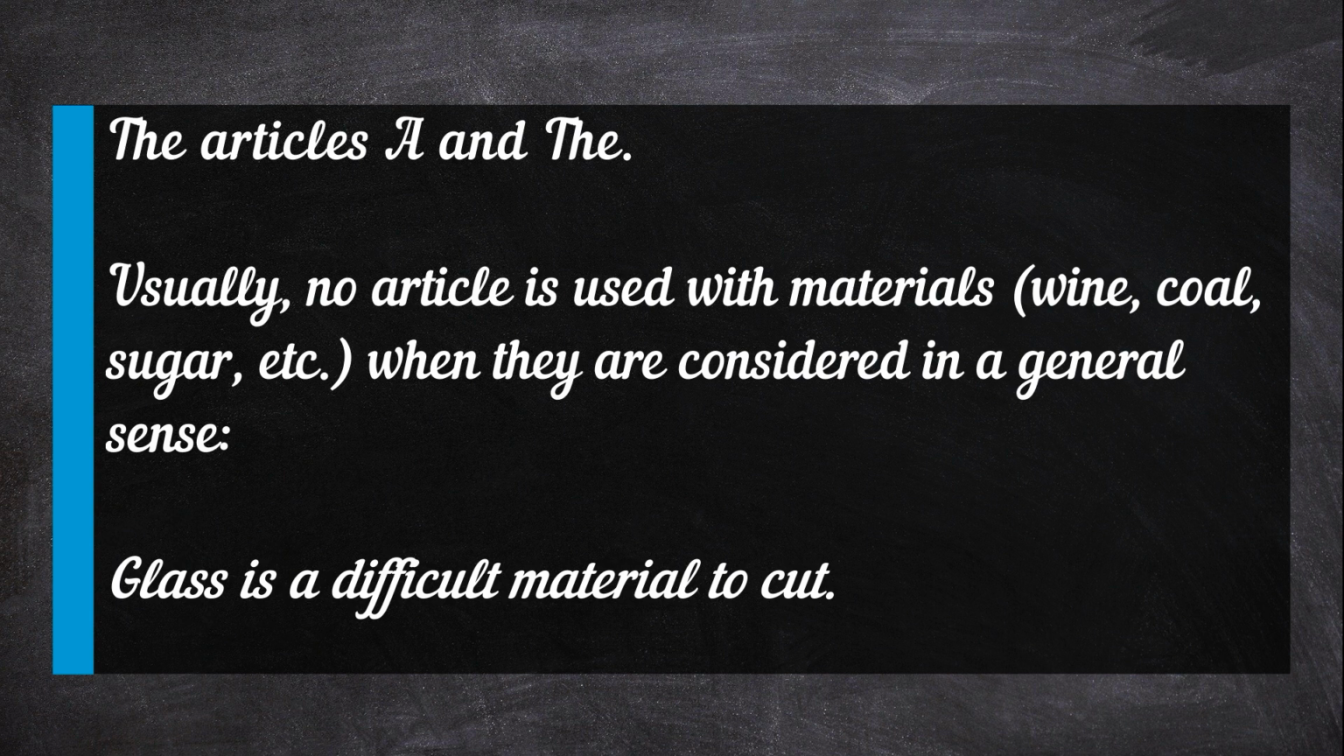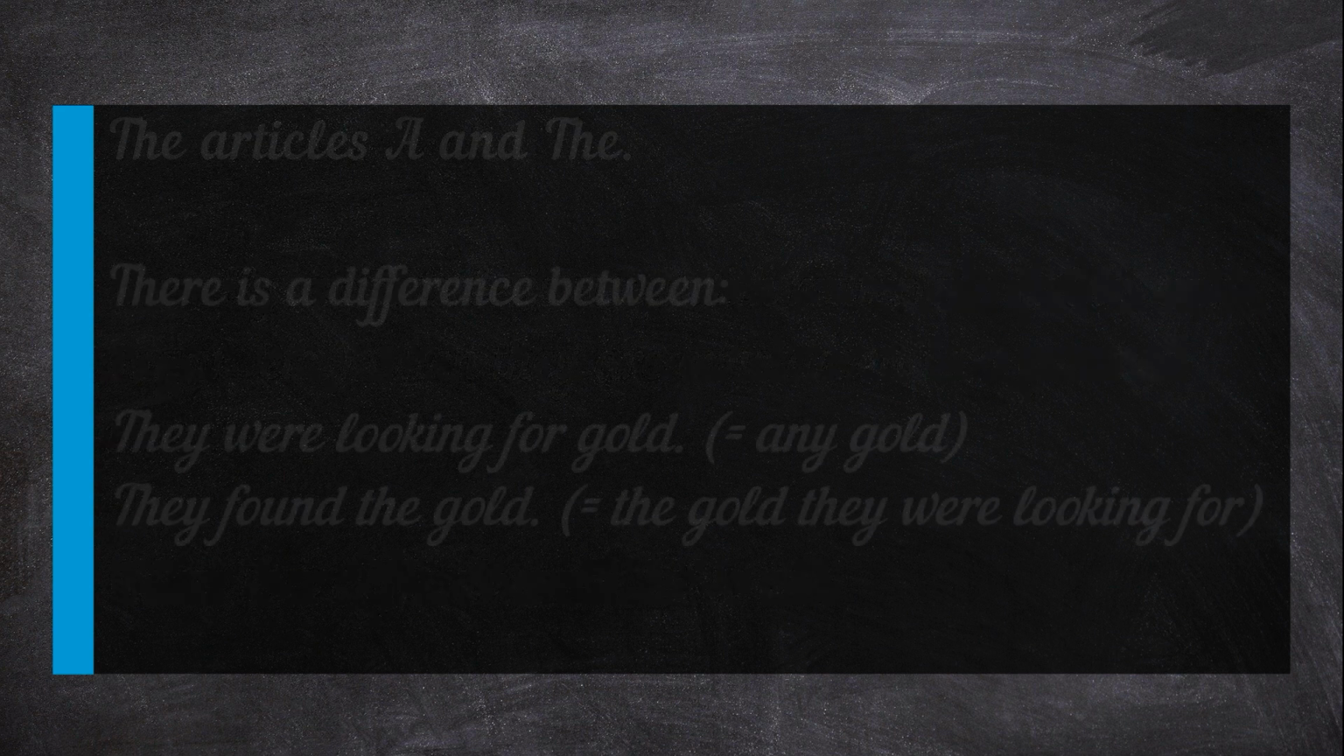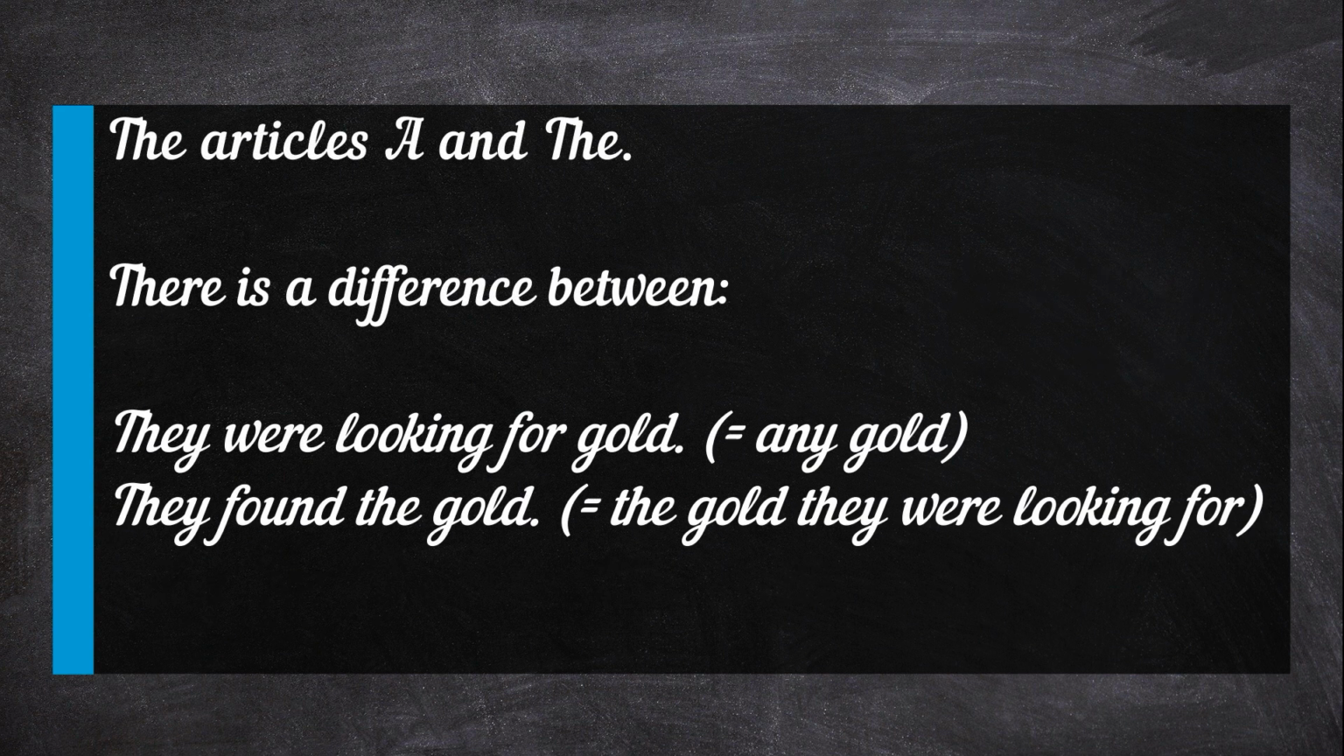Usually, no article is used with materials, wine, coal, sugar, etc., when they are considered in a general sense. Glass is a difficult material to cut. There is a difference between: They were looking for gold. They found the gold.